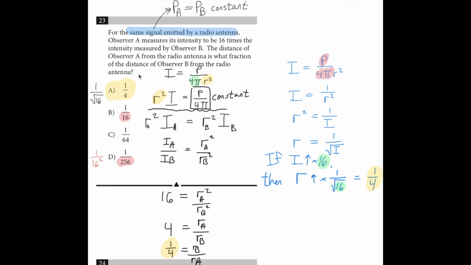Another way to do this problem would be to guess and check numbers. If you wanted to get really complicated with your calculator, you could choose a value of P and calculate out what this would be. Maybe that would be an easier way of doing it for some people. You could guess a value for P, guess a value for R, and then calculate I and calculate what the new I would be and the new R would be for the new observer.